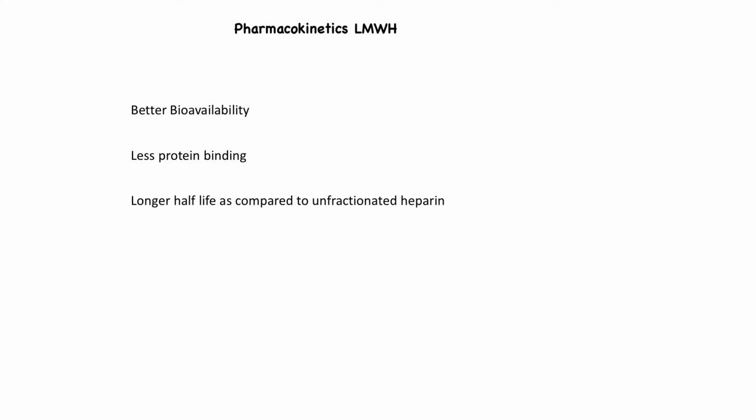So, due to these properties, low molecular weight heparin can be given by subcutaneous injection, and as it has a longer half-life, low molecular weight heparin can be given by interval injections instead of continuous infusion. Low molecular weight heparin is mainly excreted by kidneys, so its dose needs to be adjusted if used in presence of renal failure.